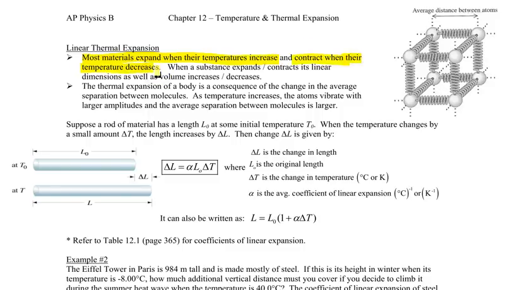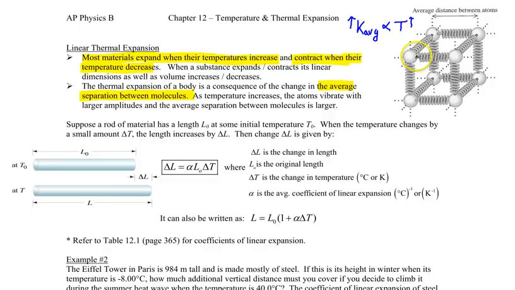On a microscopic level, that thermal expansion is due to the average change in the separation between the molecules. Hopefully you recall that I said earlier, the average kinetic energy of the molecules, or the atoms, is directly proportional to the temperature in Kelvin. So as you increase the temperature in Kelvin, you increase the average kinetic energy of the molecules.